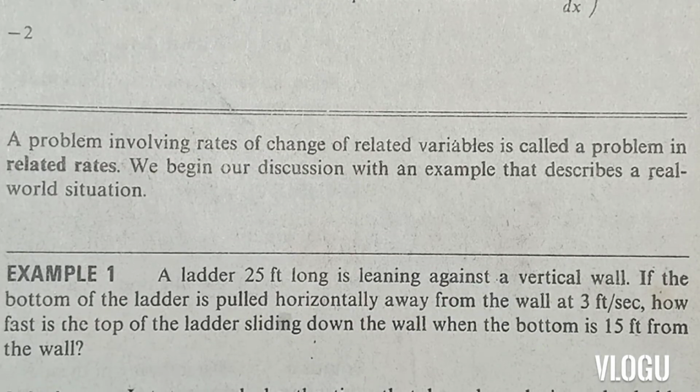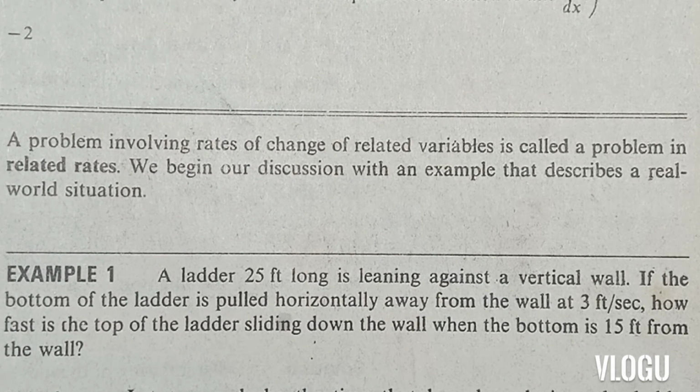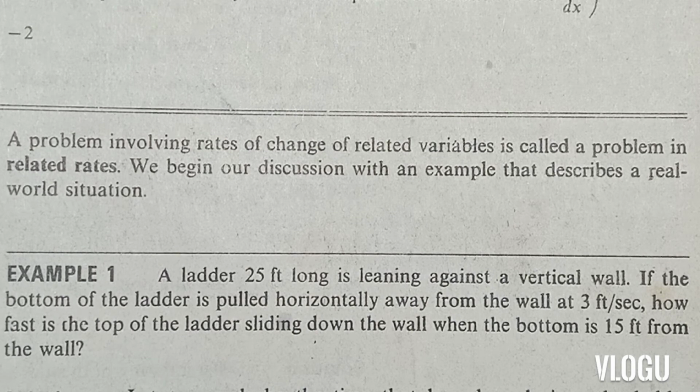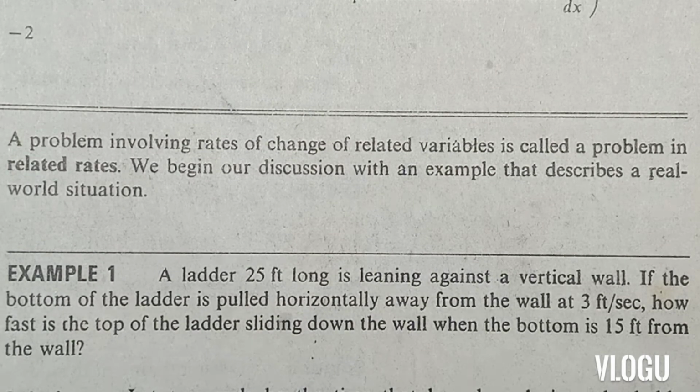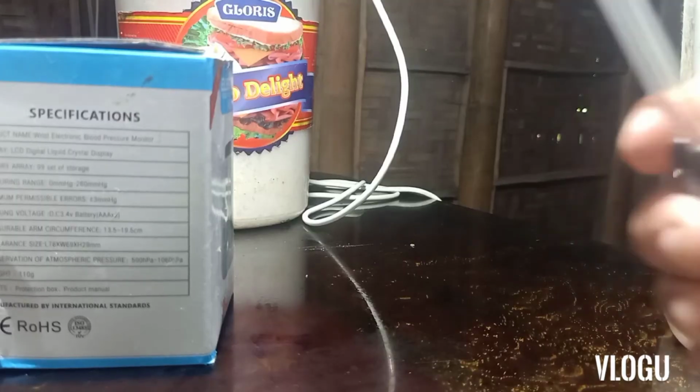Okay, so our next example is this: a ladder 25 feet long is leaning against a vertical wall. If the bottom of the ladder is pulled horizontally away from the wall at 3 feet per second, how fast is the top of the ladder sliding down the wall when the bottom is 15 feet from the wall? We will solve this one. We will illustrate first so that you can picture how it goes.